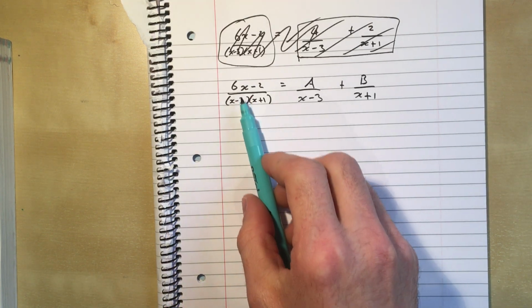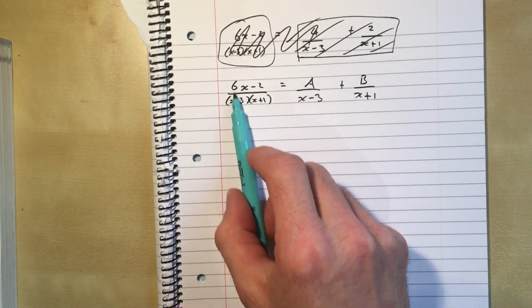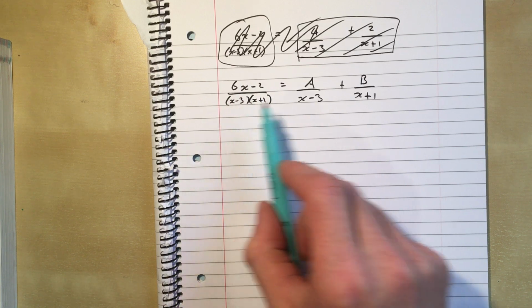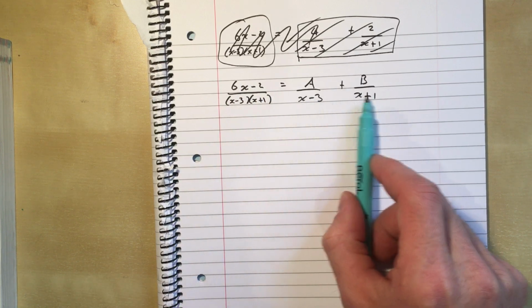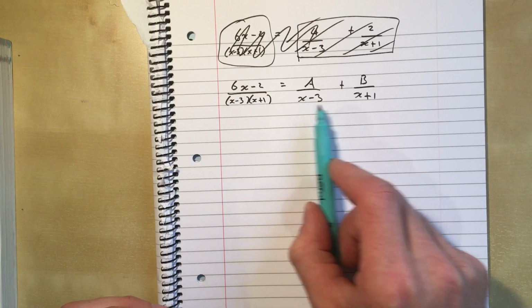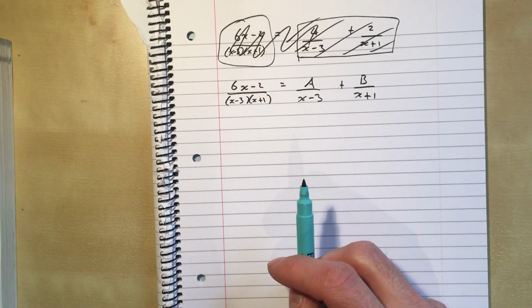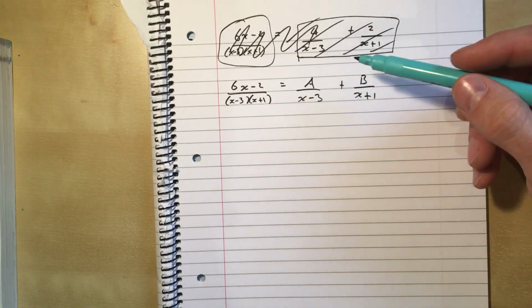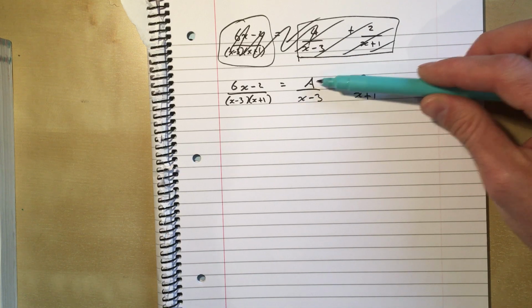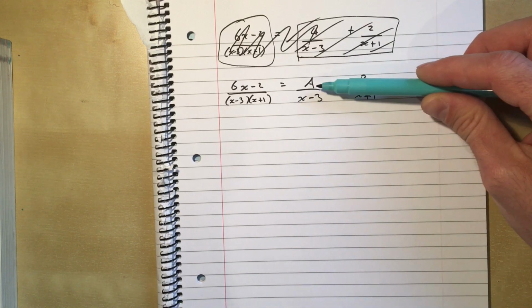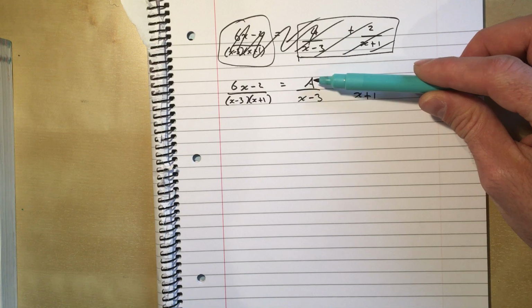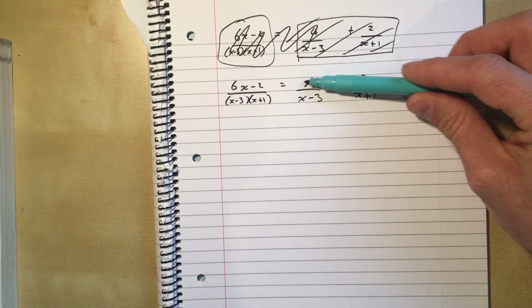So this is our first step. 6x minus 2 over (x minus 3)(x plus 1) must have come from something that looks like this. It must have come from something over x minus 3 and something over x plus 1. Now, you might think, well, okay, how do I know it's a constant here and a constant here? How is it not ax? Why is there not an x term on the top or an x squared term on the top?